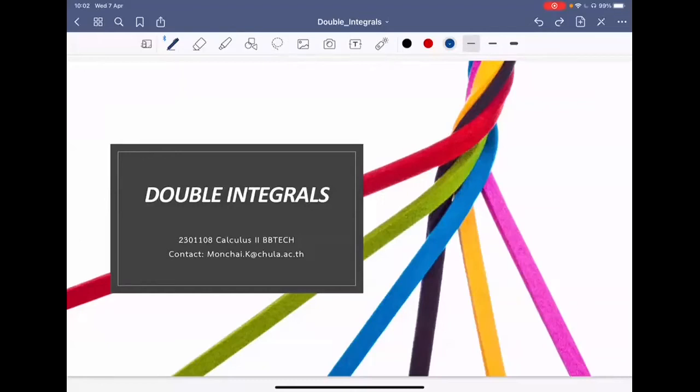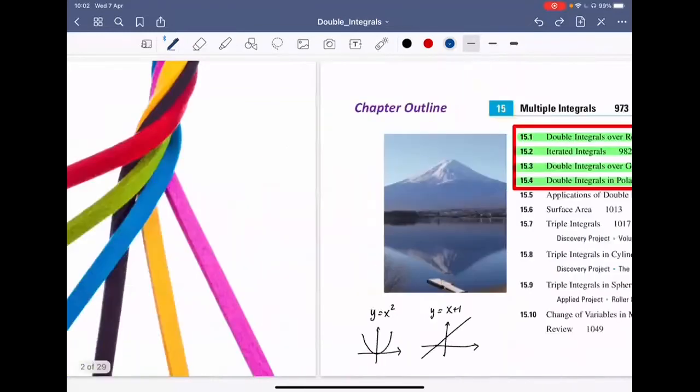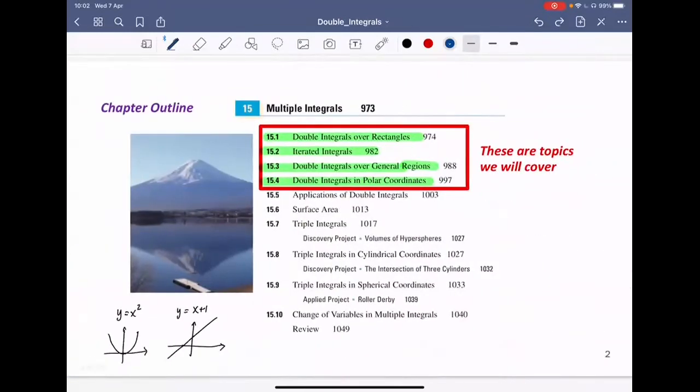We are going to talk about double integrals today. So, well, recall from last time that I told you that in this chapter we are going to learn double integration. So we're going to follow topics from the book, which is sections 15.1, 15.2, 15.3, and 15.4. Basically, you're going to learn how to set up the integration in two dimensions.